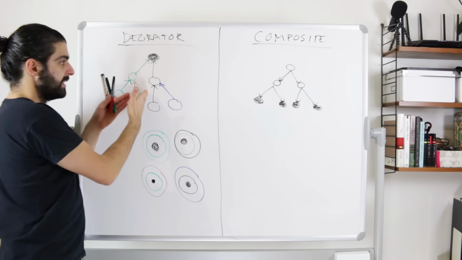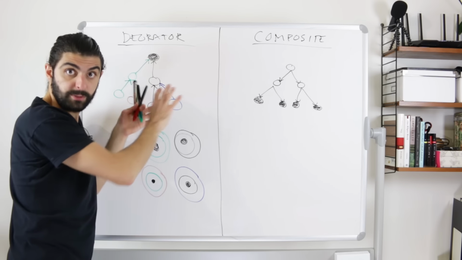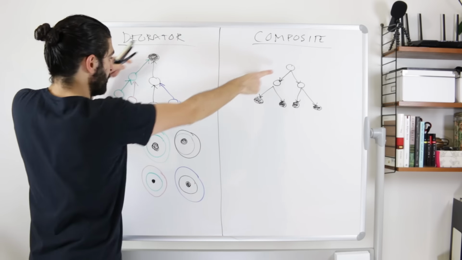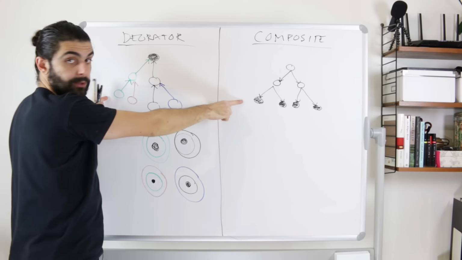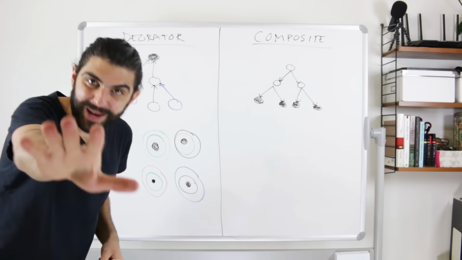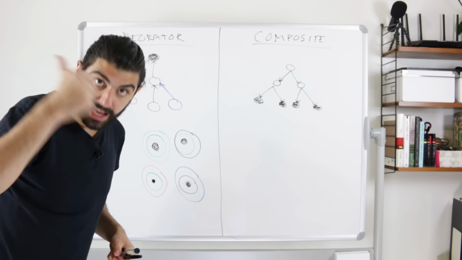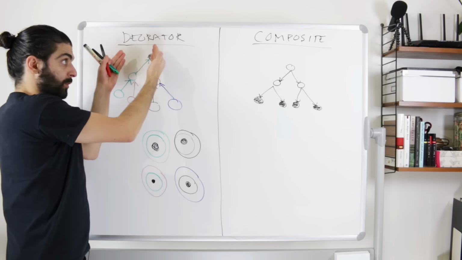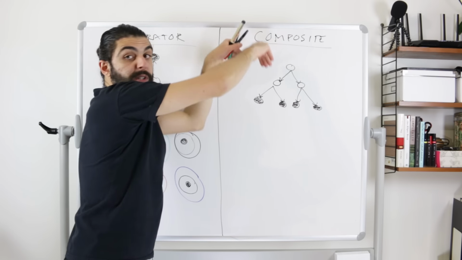And now if you look at this tree and you compare it to this tree, and if you don't think about the direction of the arrows, they're the same. You have a parent with two children where each of the two children have two children. Exactly the same. But the interesting key differences are A, the direction of the arrows. In the decorator, the arrows are pointing upwards, and in the composite, the arrows are pointing downwards.